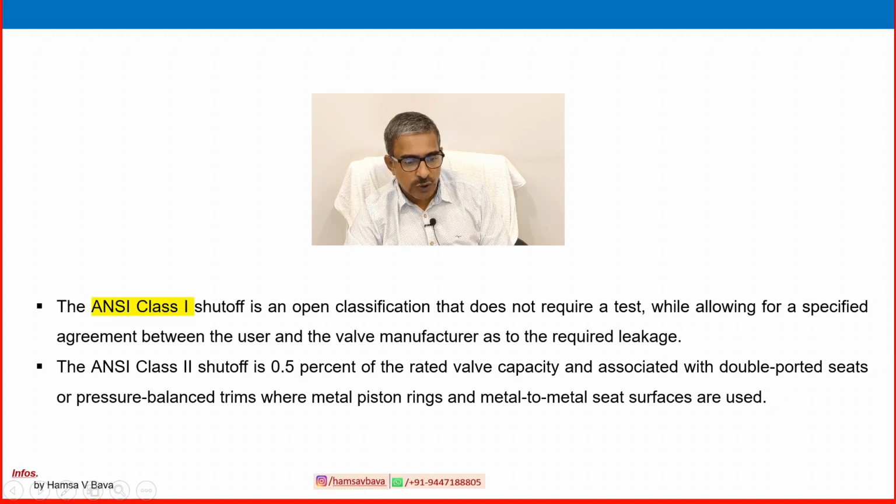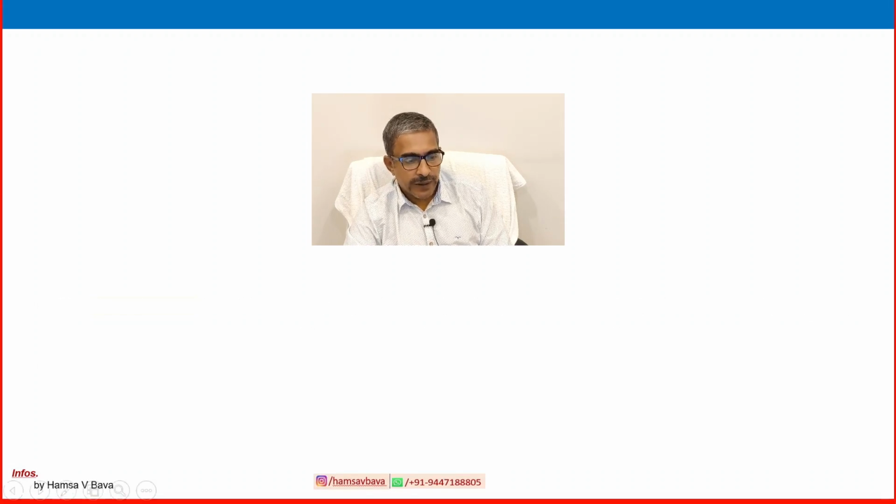ANSI class 2 shutoff is 0.5% of the rated valve capacity and is associated with a double ported seat or pressure balanced trims, where metal piston rings and metal to metal seat surfaces are used. So 0.5% allowance is provided in that one.